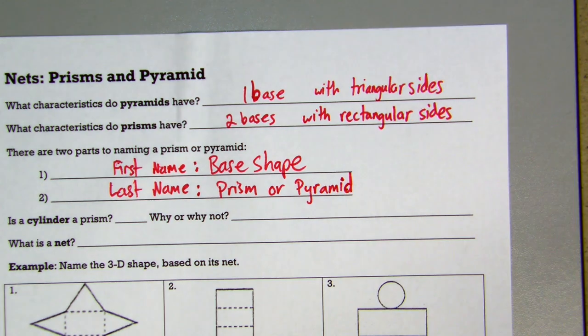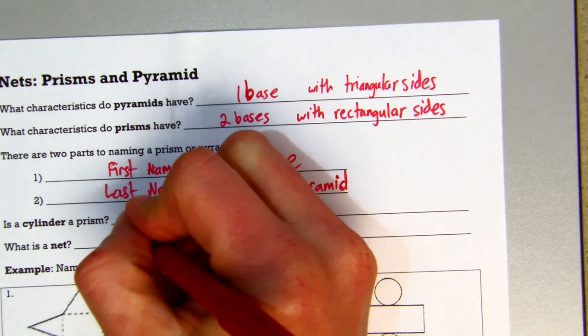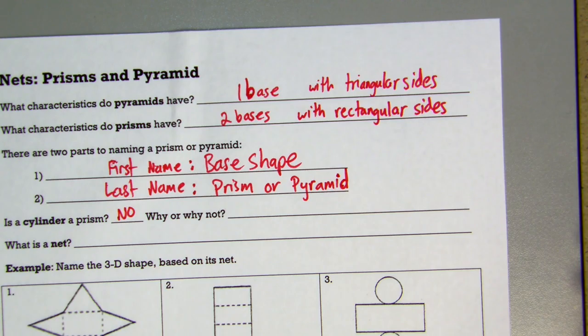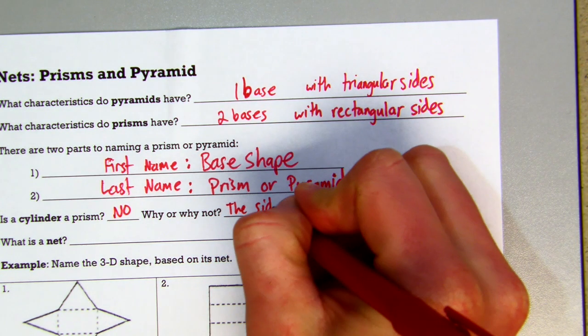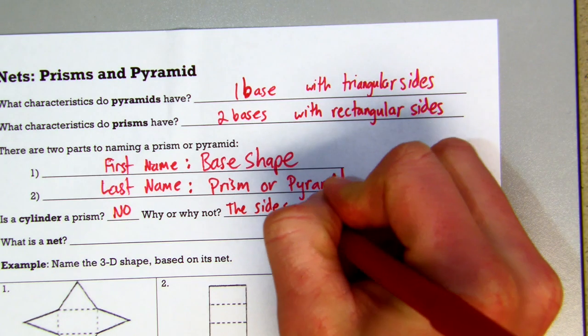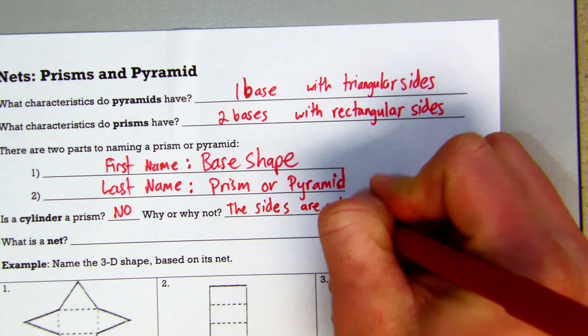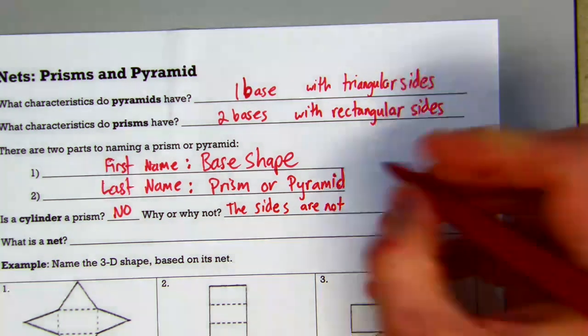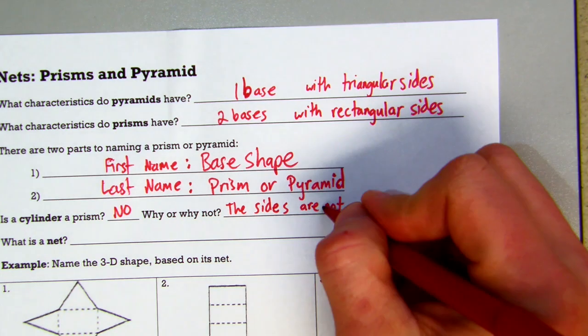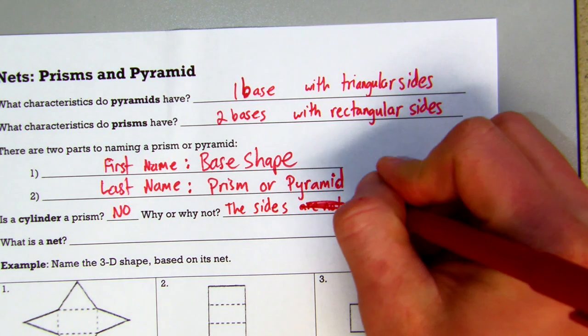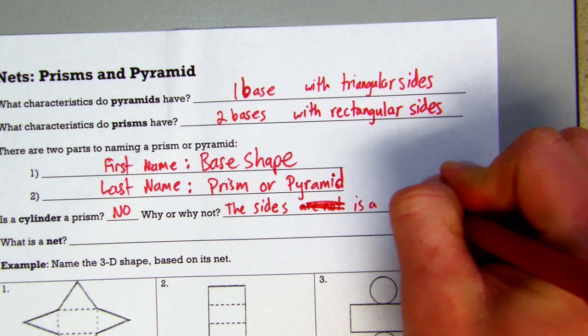Okay? So the last question we want to think about is, is a cylinder a prism? The answer to that is no. And the reason for that is that the sides are not rectangular or triangular, but it is a curved face. The side is a curved face.